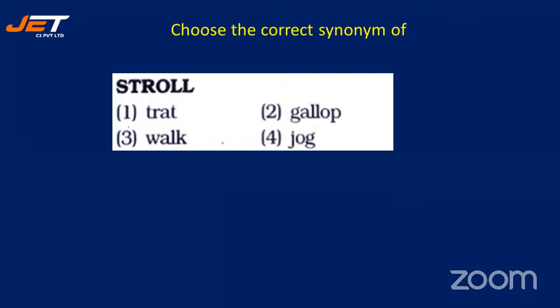Stroll. Stroll, four options are given: trot, gallop, walk, and jog. All right, so I don't think any explanation is required for this. Quickly give me the answers. Okay, many says option two. Okay, two. All right. Let's see. Stroll is something like, you go through, walk, isn't it?